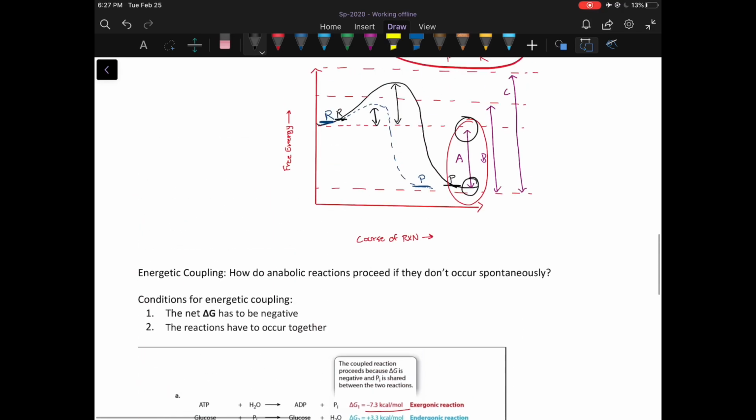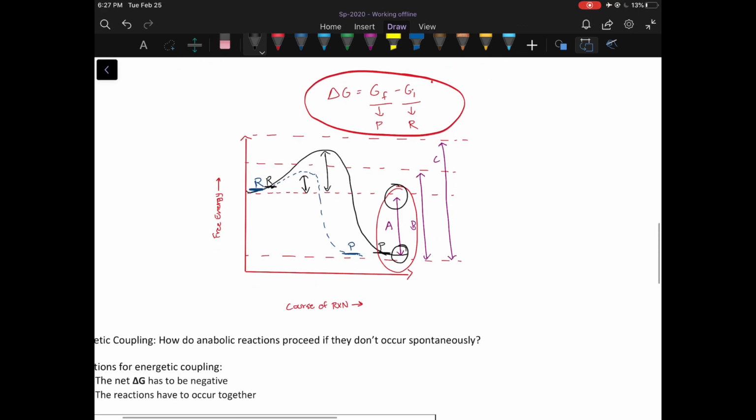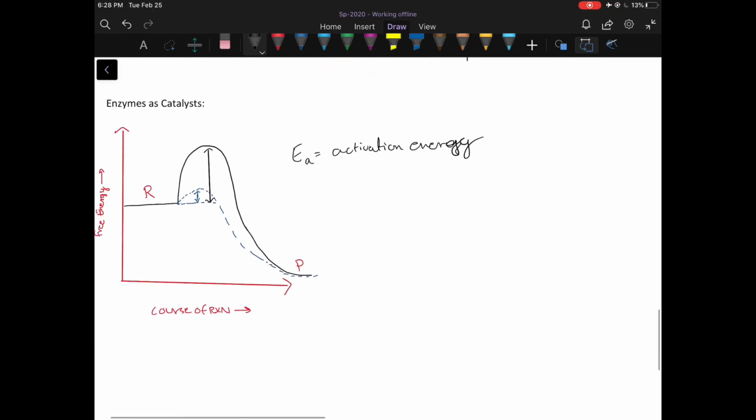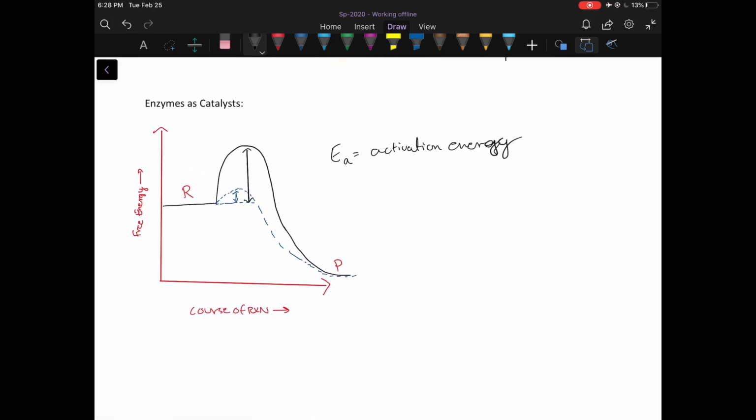And just like the example provided in the clicker question, the activation energy does not change the total delta G of the reaction, because delta G, like we mentioned before, is dependent on just the final free energy and the initial free energy. So whether a reaction is faster than the other reaction does not mean that the faster reaction will have a greater delta G.